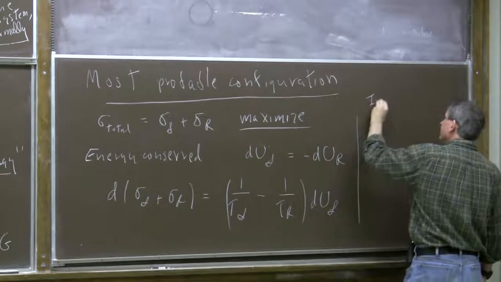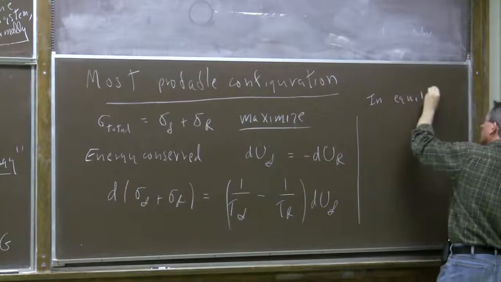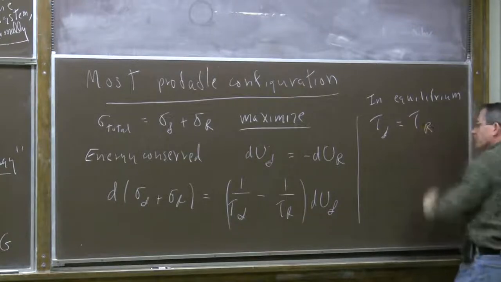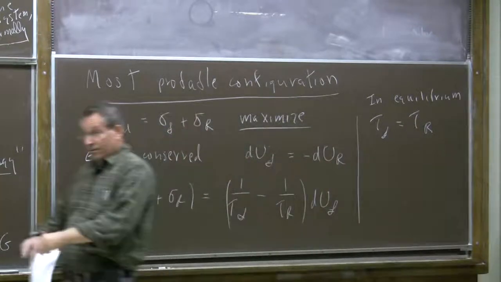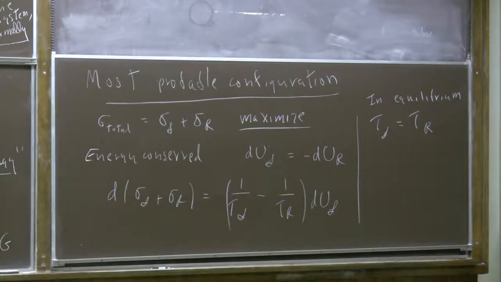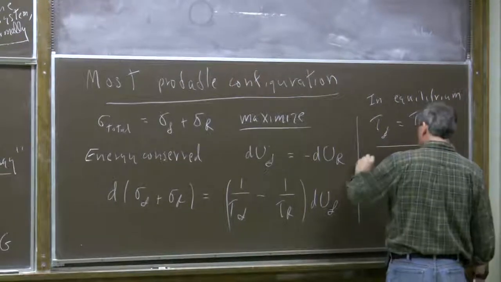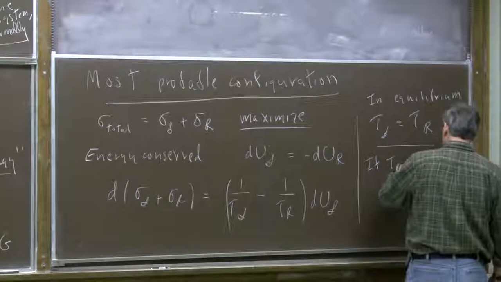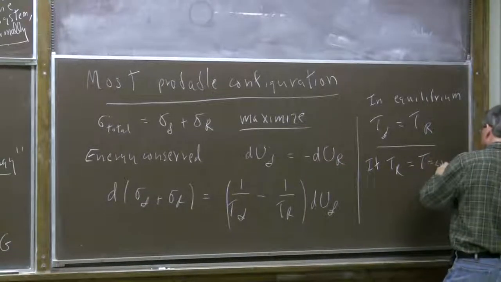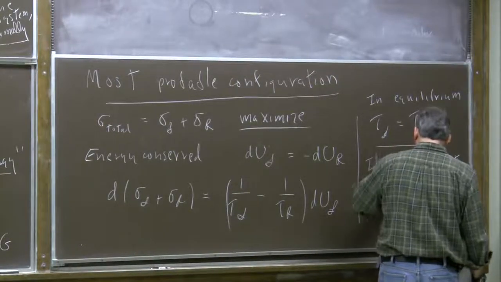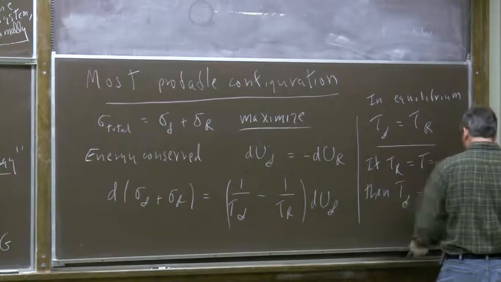So in equilibrium, or in other words, in the most probable configuration, system and reservoir are at the same temperature. And if, again, the reservoir is very large, its temperature is a constant. So the system comes to equilibrium by attaining the fixed temperature of the reservoir. So if we consider the temperature of the reservoir to be a constant, then the temperature of the system is equal to that temperature in equilibrium.